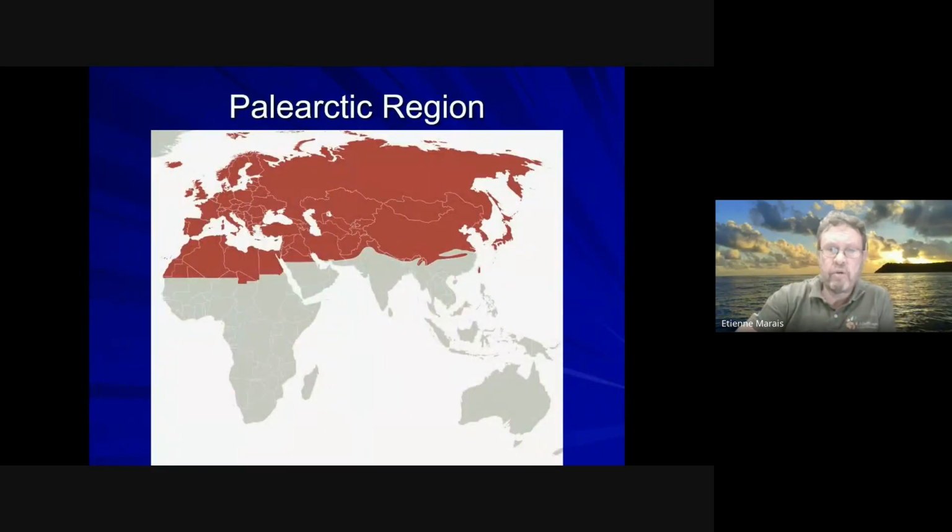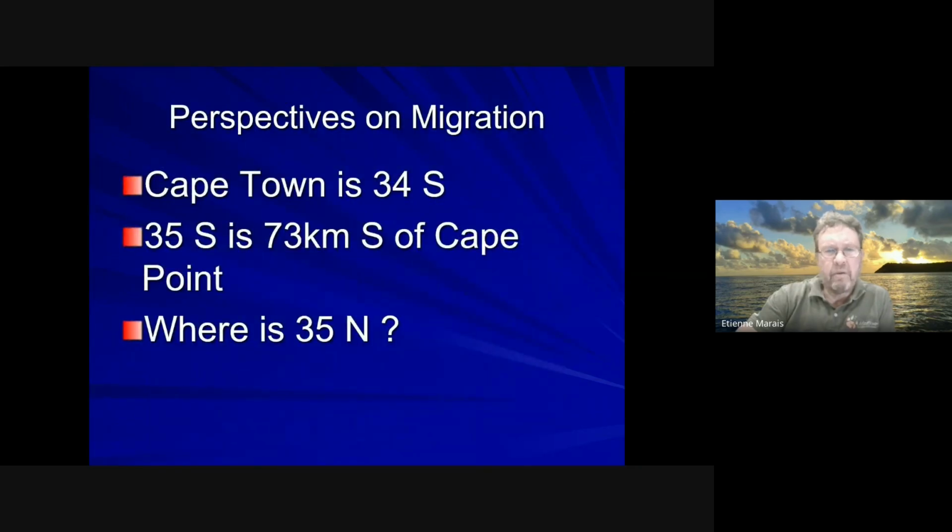So just to get on to Palearctic migration, this is a very old term. The Palearctic region describes vast tracts of the Northern Hemisphere in the Old World. But we can ask ourselves an interesting question. If we look at it from a South African perspective, Cape Town is 34 degrees south, and 35 degrees south is 73 kilometers south of Cape Point. So if you stand at Cape Point at the end of the continent and you look south, you're not at 35 degrees south. If you flip the world around, where do you think 35 degrees north is?